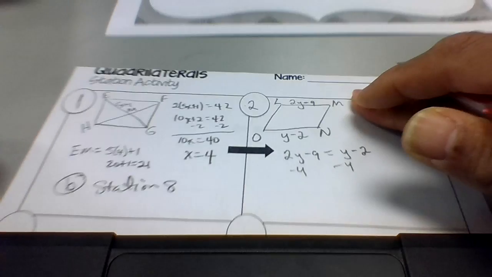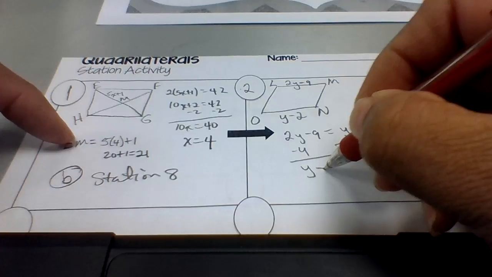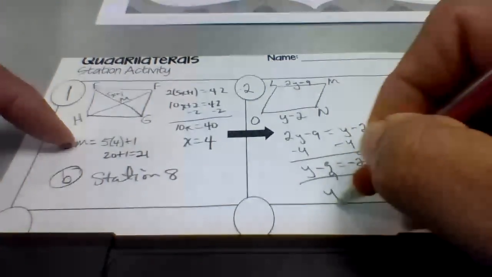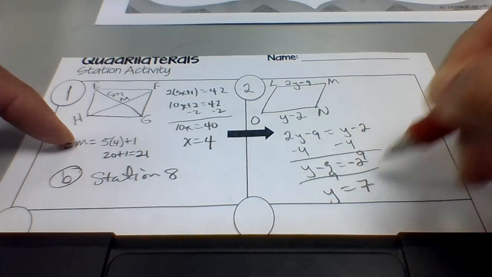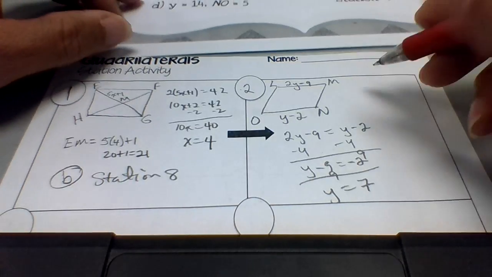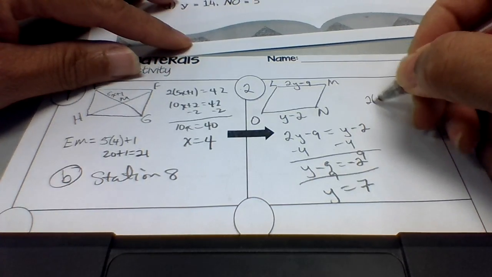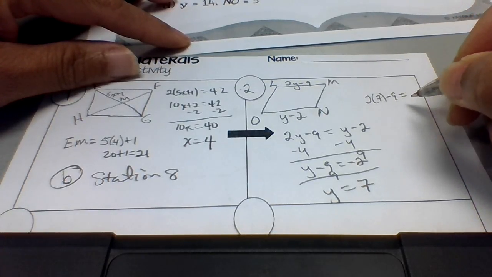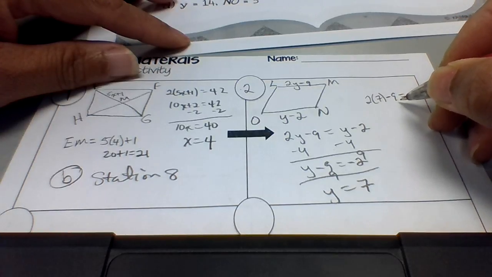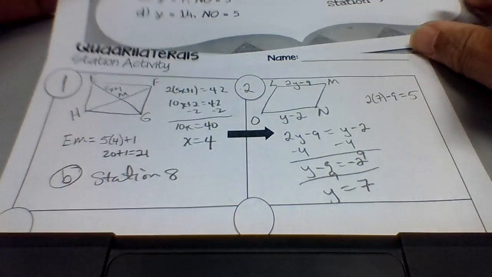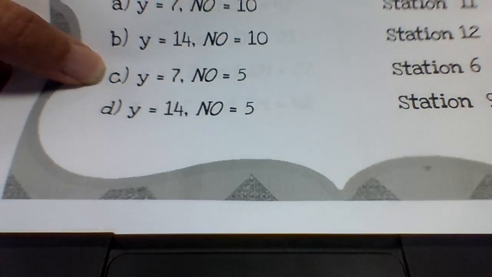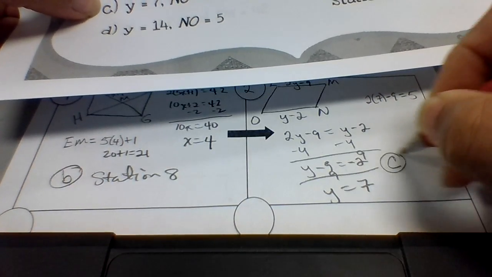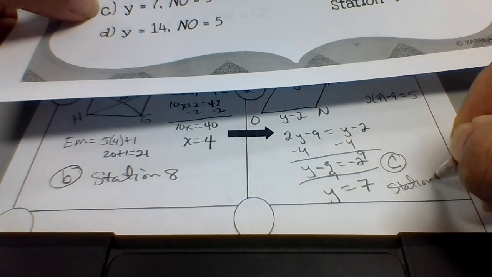Subtract y from both sides, and I get y minus 9 equals negative 2. Add 9, and I get y equals 7. And then if I go back and put it in, 2 times 7 minus 9 is equal to 2 times 7 is 14, and 14 minus 9 is 5. So y is 7 and NO is 5. So I'll go to station 6. So my answer is C, and I go to station 6.